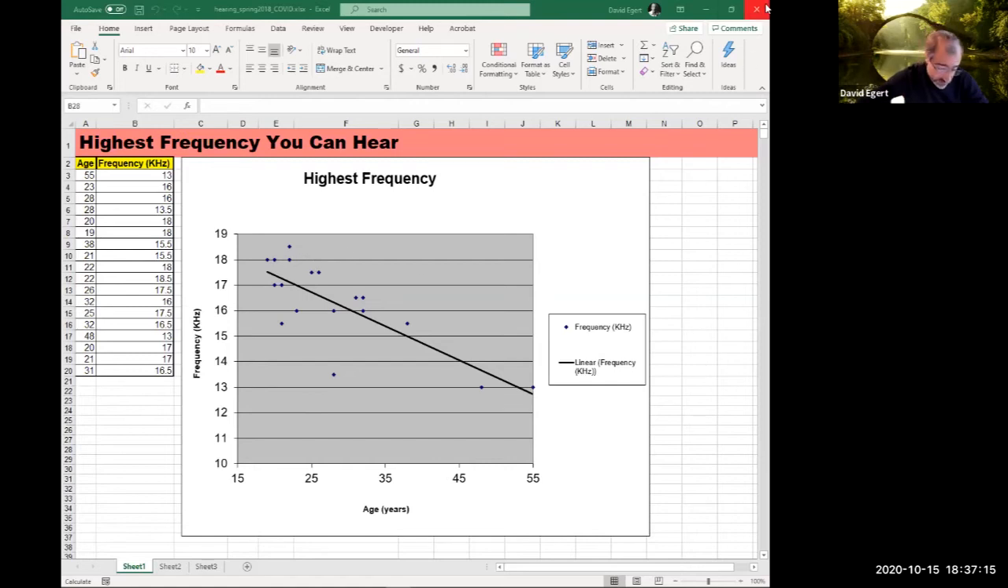But anyway, the basic idea here is you are going to find the highest frequency you can hear. And then again, in your discussion, put it into the context of what happens when you look across many people across different ages.